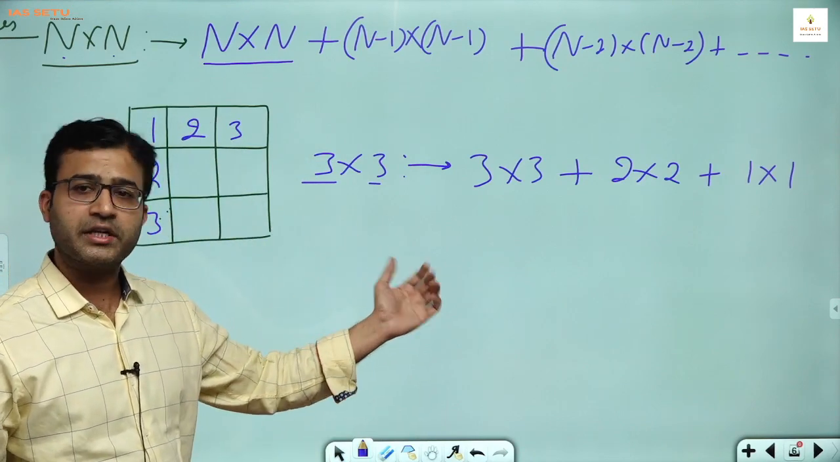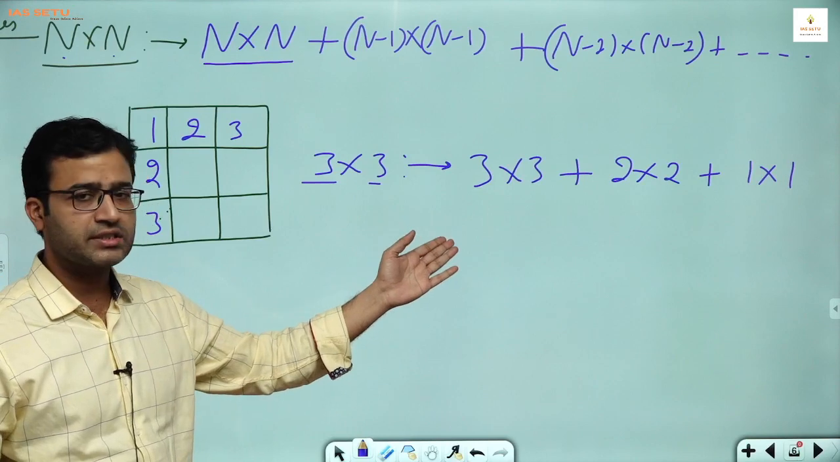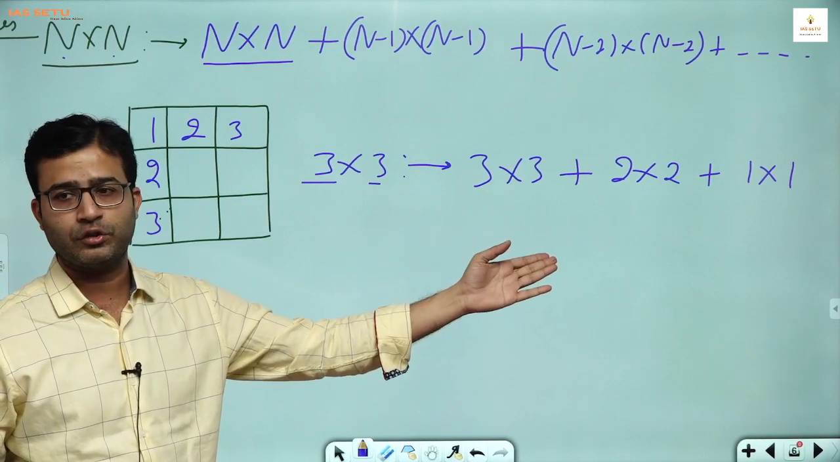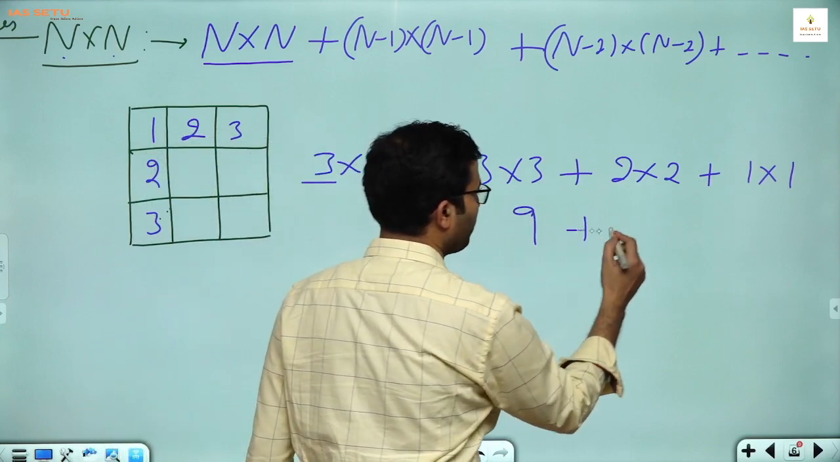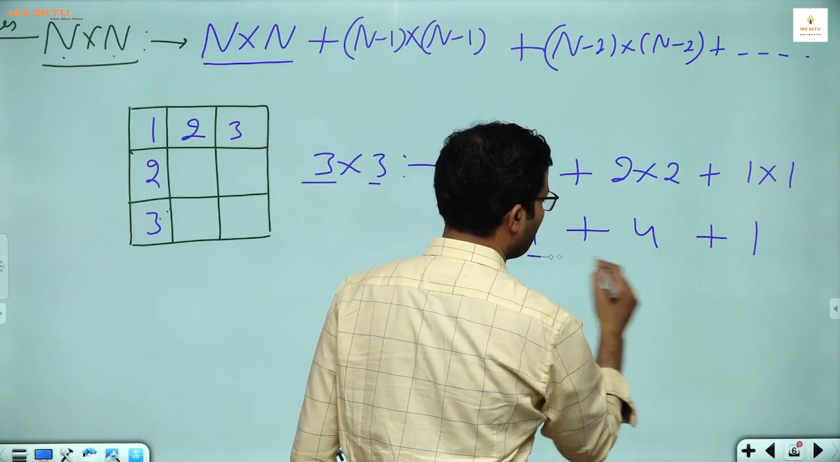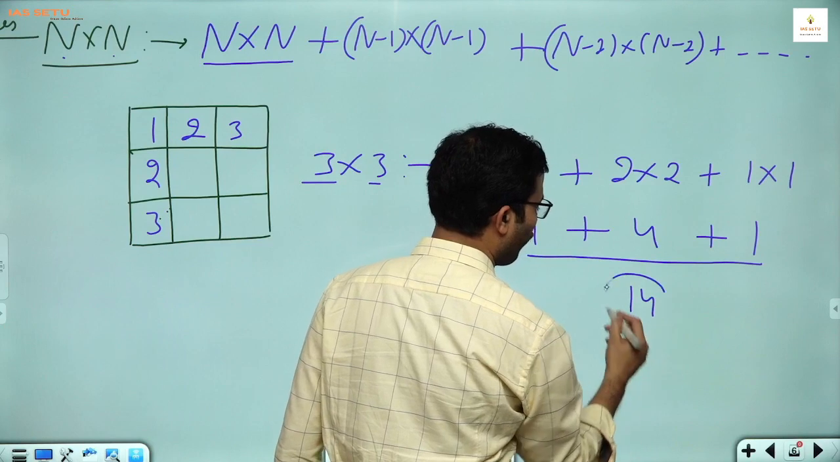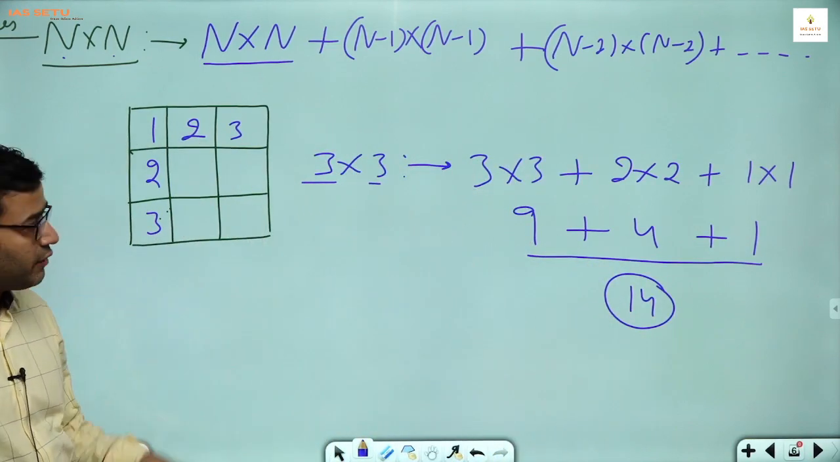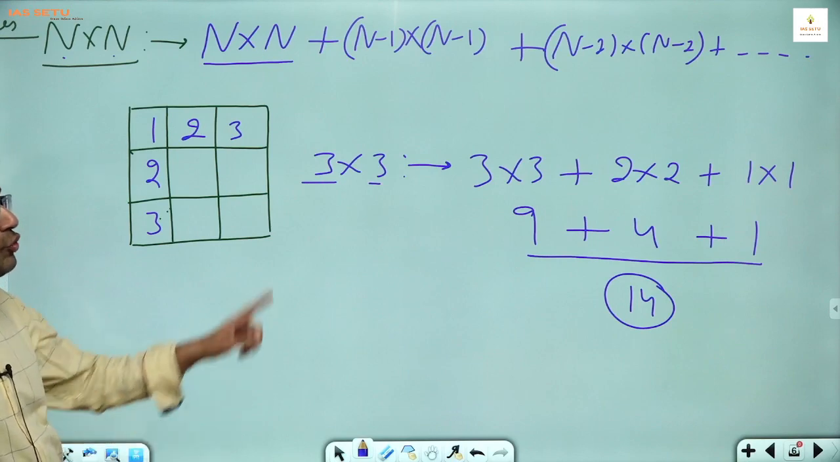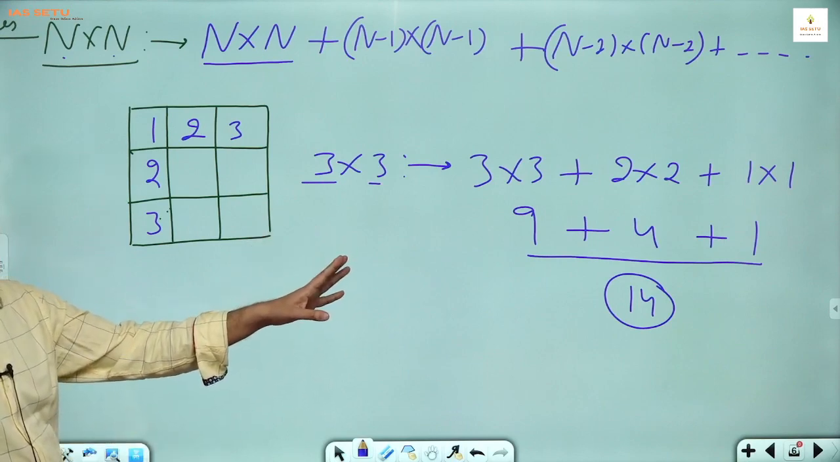Start with 3 into 3, keep on subtracting. 3 into 3 se start kiya, 2 into 2, 1 into 1, 0 into 0. If we get 0 into 0, stop. So this is 9 plus 4 plus 1. So this is 13 plus 1, 14 squares are there in the given figure. We have 14 squares. 3 into 3, 2 into 2, 1 into 1.